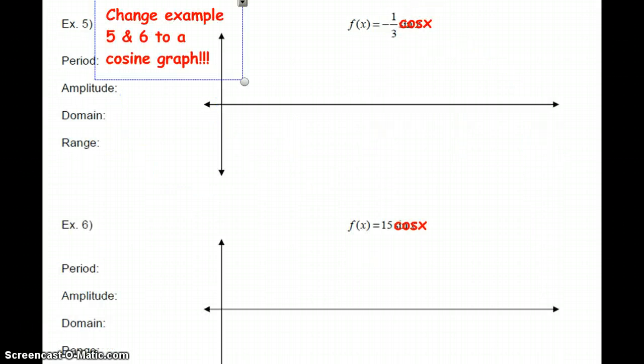The last thing I want to mention is on example 5 and example 6, those should be cosine graphs, not sine.